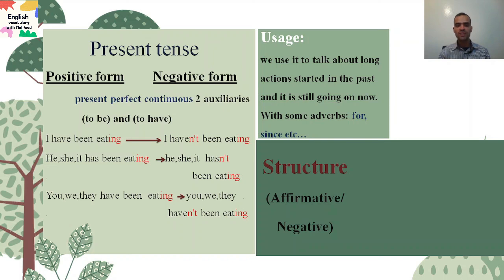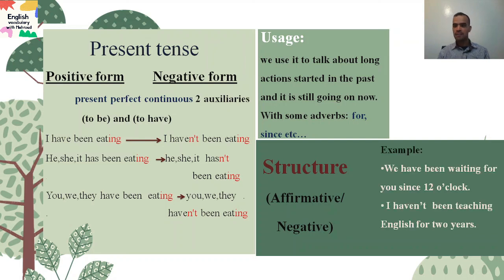To know more about it, let's see some examples now. Example: we have been waiting for you since 12 o'clock. Since is an adverb used with the present perfect continuous, referring to something that happened in the past and is still going on in the present time. We have been waiting for you since 12 o'clock.